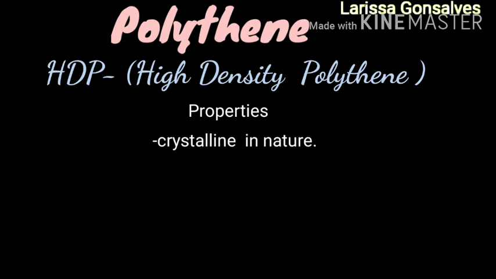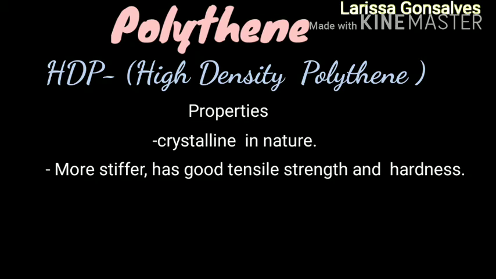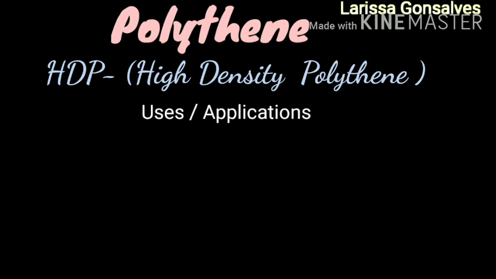HDP is crystalline in nature and it has a melting point in the range of 144 to 150 degrees Celsius. It is stiffer than LDP and has good tensile strength and hardness. HDP is more resistant to chemicals when you compare it with LDP. Next are the uses of HDP.